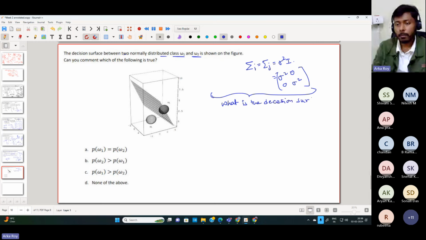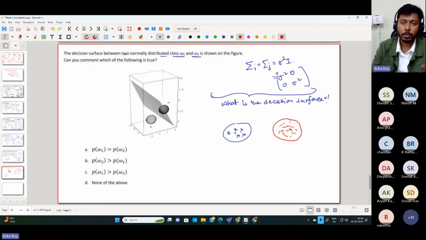Decision surface. Let's say you have... Yes, linear. Obviously it will be linear. And what property does it contain? For example, you have class omega 2 over here, class omega 1 over here, and these are the means. This is mu1, and this is the orthogonal bisector.